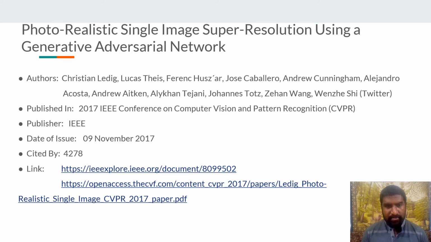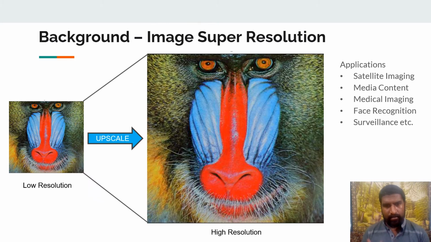As of now, this paper has been cited 4,278 times, and you can access the paper by visiting the given links. So let me get started explaining what we mean by super resolution.